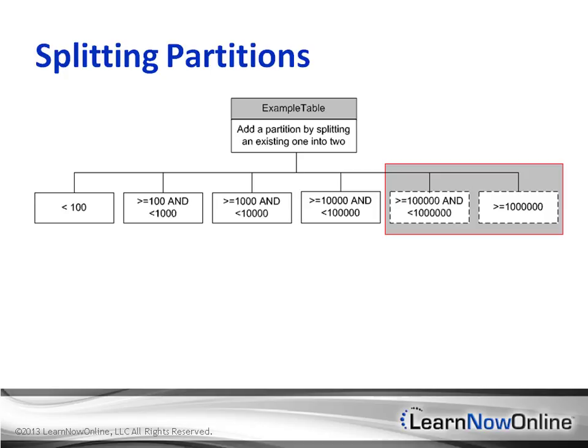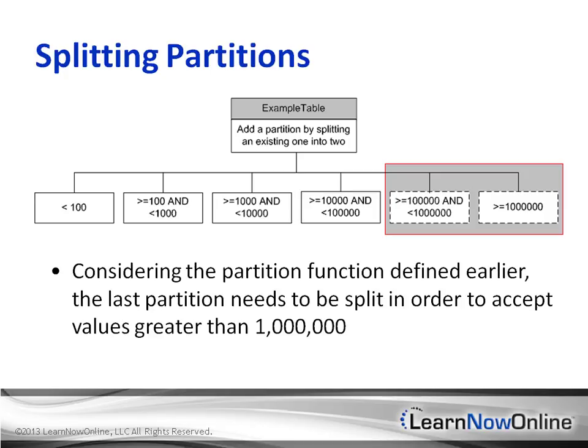And in essence, what happens is we end up now with two partitions, one with values greater than or equal to 1 million, which is what we wanted, and now we have this other partition defined, this result of the splitting, that will now contain values greater than or equal to 100,000, but less than 1 million. And as I said, if we consider the partition function defined earlier, the last partition needs to be split in order to accept those values that are greater than 1,000,000. SQL Server's alter partition function does just that.